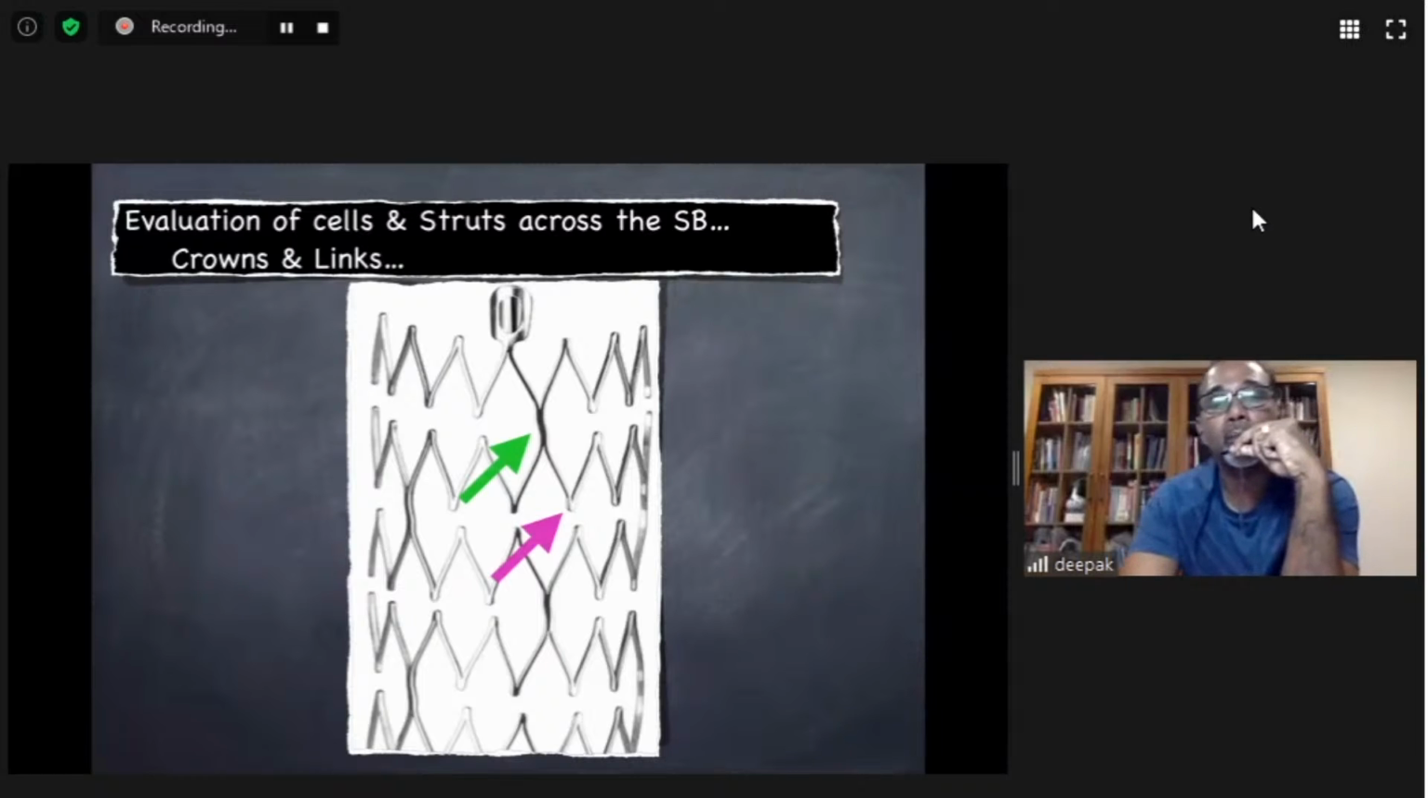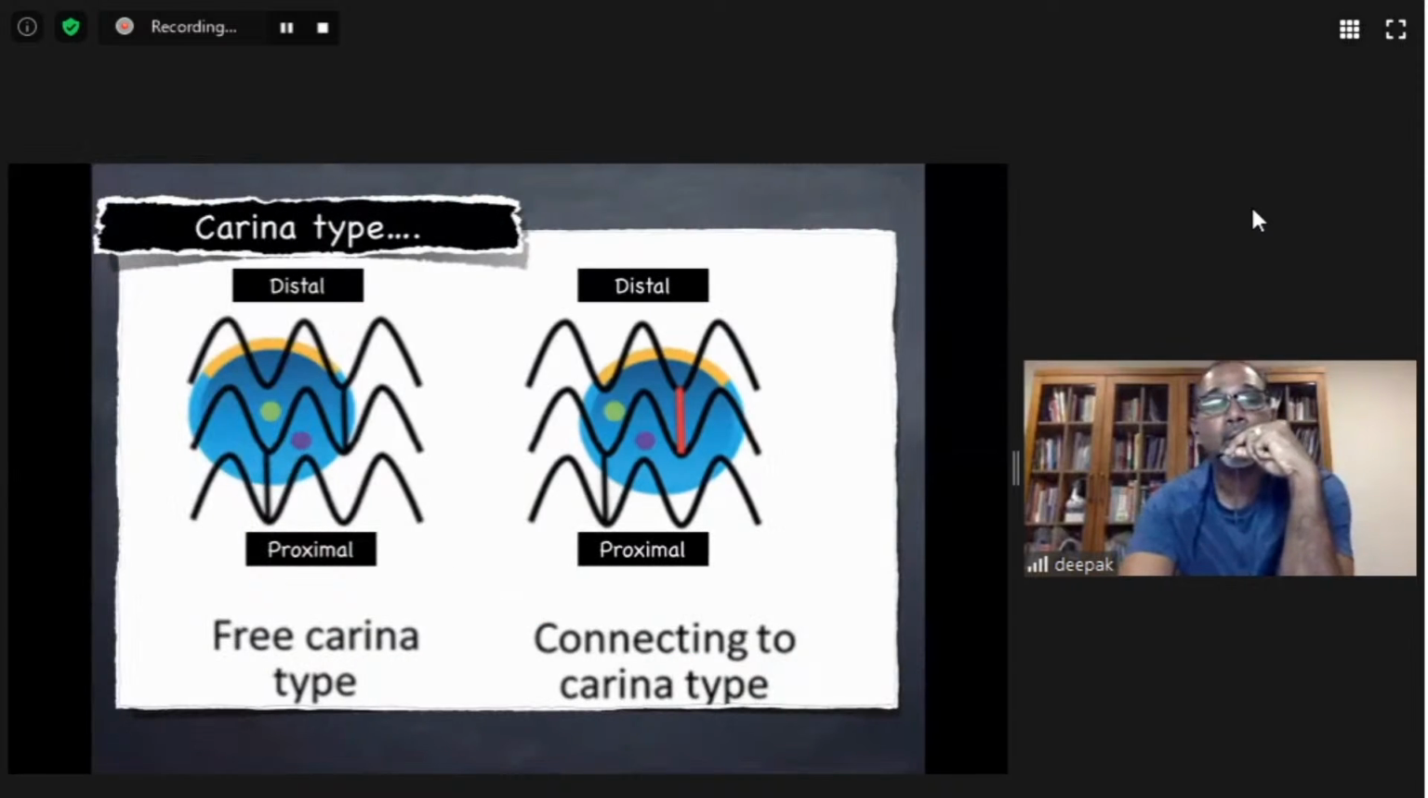This is how a normal stent would look like. You have a lot of crowns there. You also have the links coming there. The links are denoted by the green arrow, and the crowns are denoted by the pink arrow. Now you can have a free carina, or you can have a link at the carina.